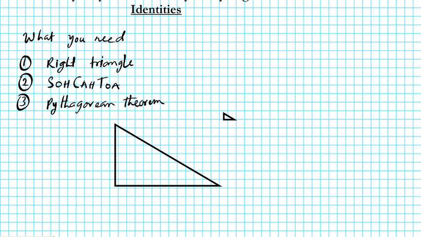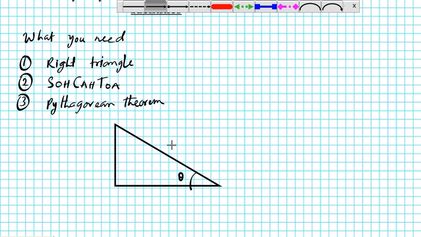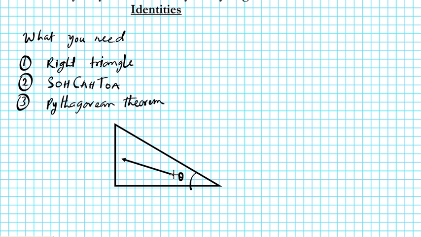Anytime I'm using SOHCAHTOA, it has to be with reference to a specific angle. So in this case, let's call this angle right here theta. The angles for identities are going to be theta. If this is theta, then what do I know? I know that the side opposite theta is the side called the opposite, so we're going to call it OPP. That's the opposite. Underline O because it's essential for SOHCAHTOA.